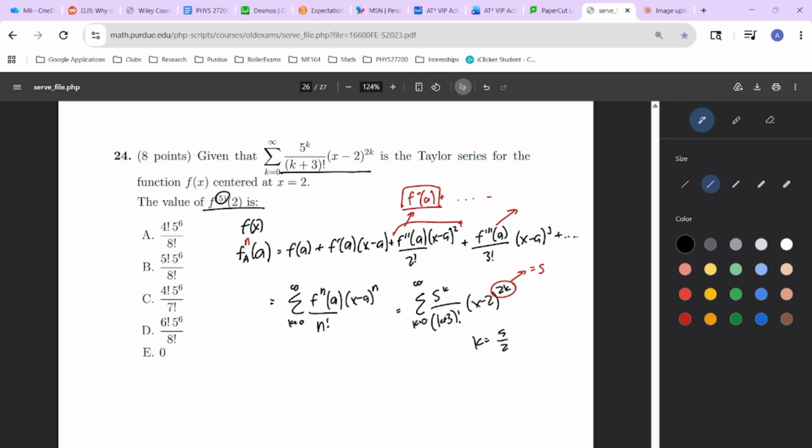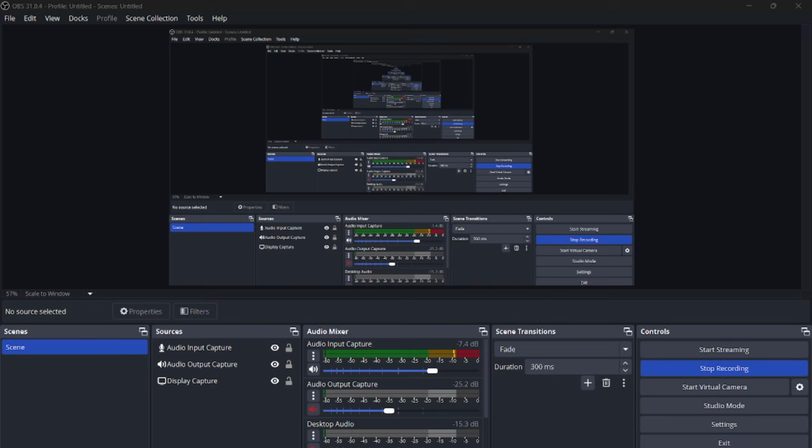Because if it's 2k, that means you have a term with degree 0, you have a term with degree 2, 4, 6, 8, and 10. You have no term with the degree of 5. That means there's no fifth derivative term present. That means that the fifth derivative at 2, represented by the Taylor series, should be equal to 0. Our best answer choice for this problem is E.